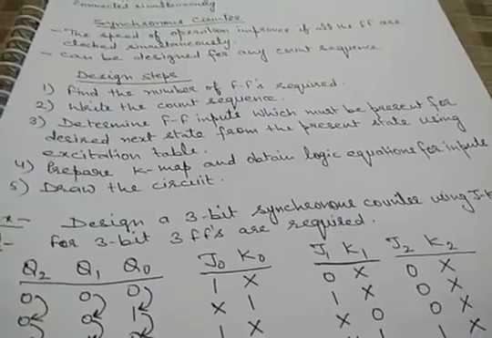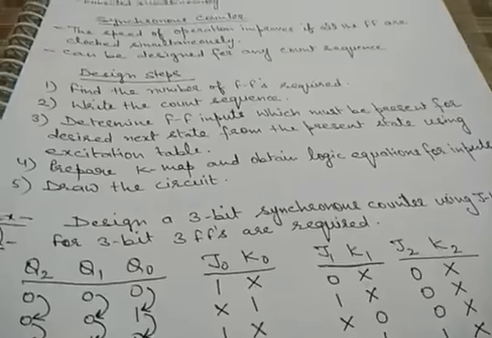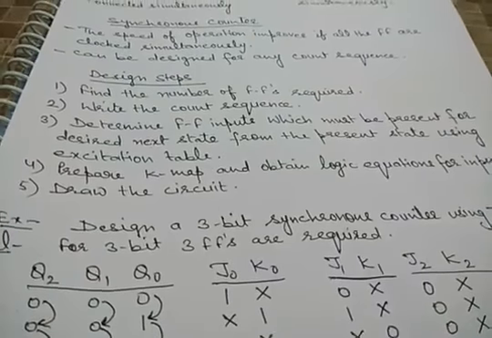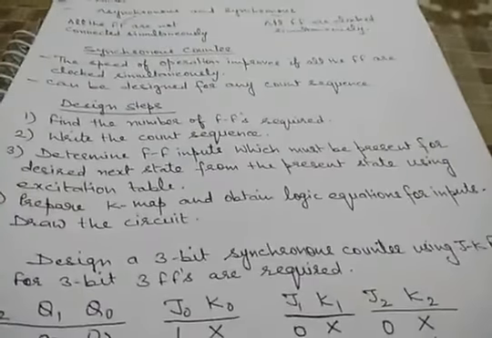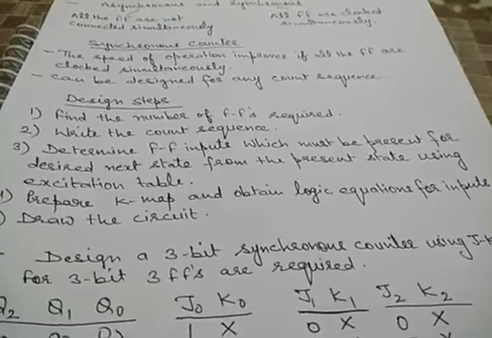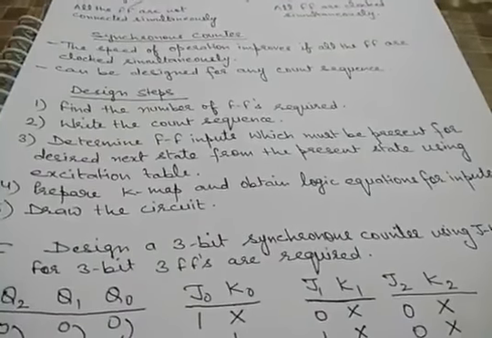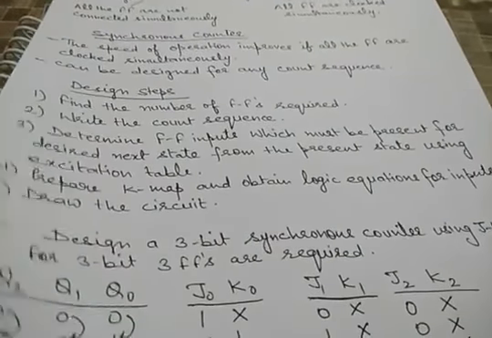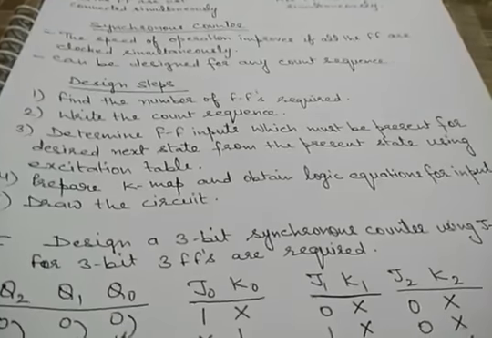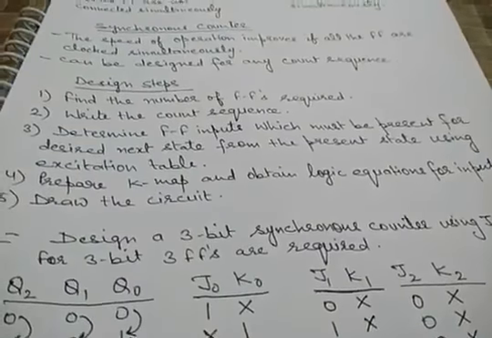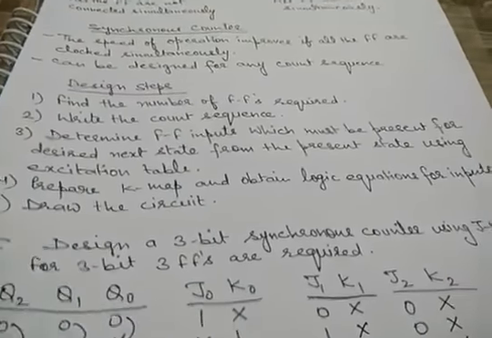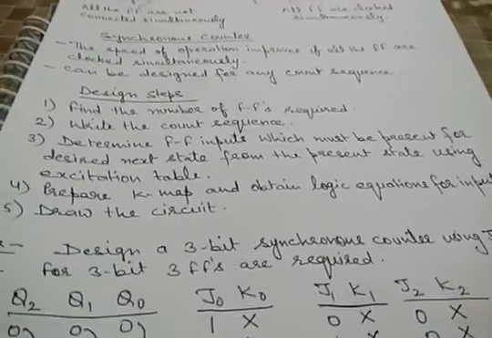Then once I will be having the inputs, after that I will be preparing the K-map and I will obtain the logic equations for inputs, and then finally I will be drawing the circuit which will be consisting of the number of flip-flops with clock applied to all the flip-flops simultaneously, and inputs will be depending on the circuit.